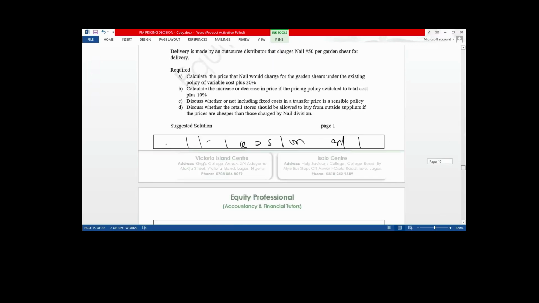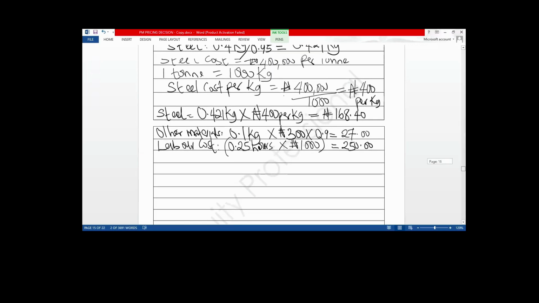How do we compute this? There are 2 ways you can do it. The labor rate we computed here is 250. So you can do 150% of 250. The labor rate we have here is 250. You can just do it like this.